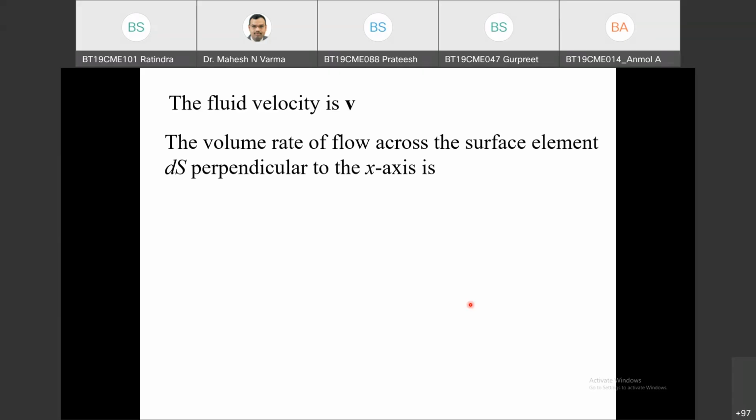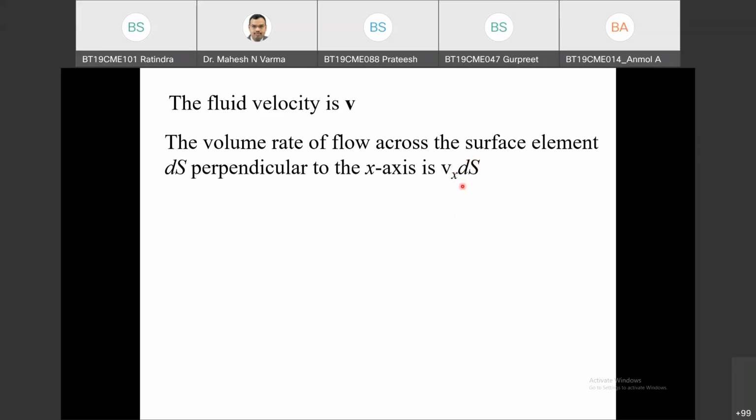What will be the volumetric flow rate? If v is the velocity, what will be the volumetric flow rate in the x direction? That will be vx times dS. This will be the volumetric flow rate. vx is in meters per second, dS is in meters squared, so this is meters cubed per second.